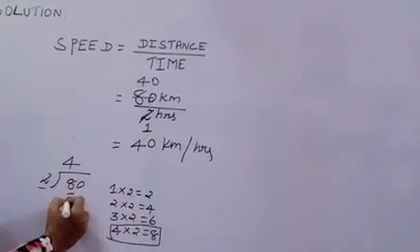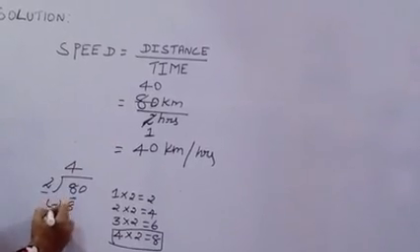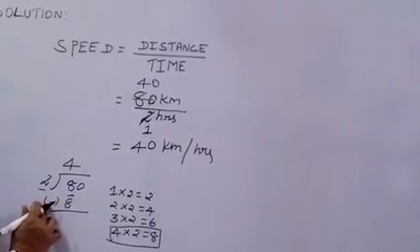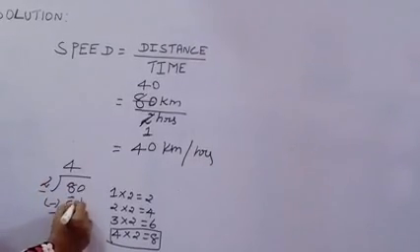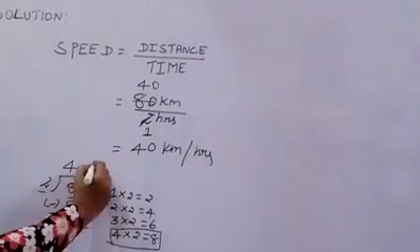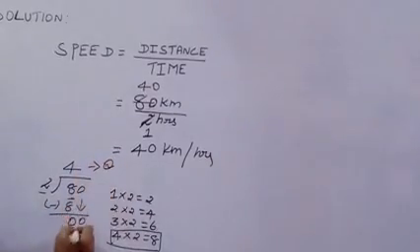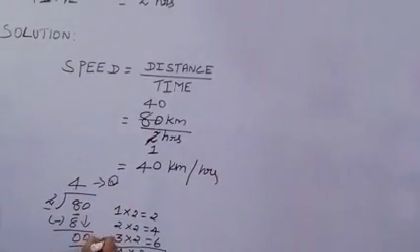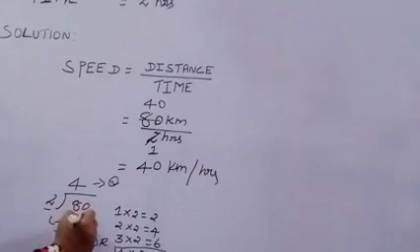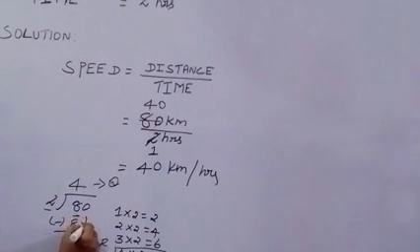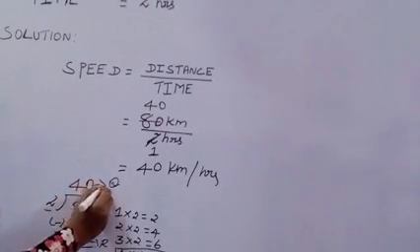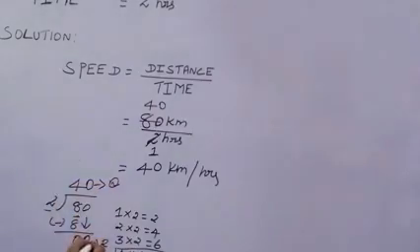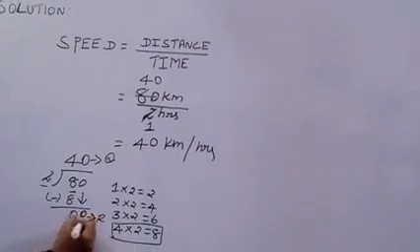4 2s are 8. Division is repeated subtraction, so I put the subtraction symbol here. 8 minus 8 is 0. Next, bring down 0. This is the quotient, and this is the remainder. The 0 you bring down is not divisible by 2, so I put 0 here. So your quotient is 40 and the remainder is 0.